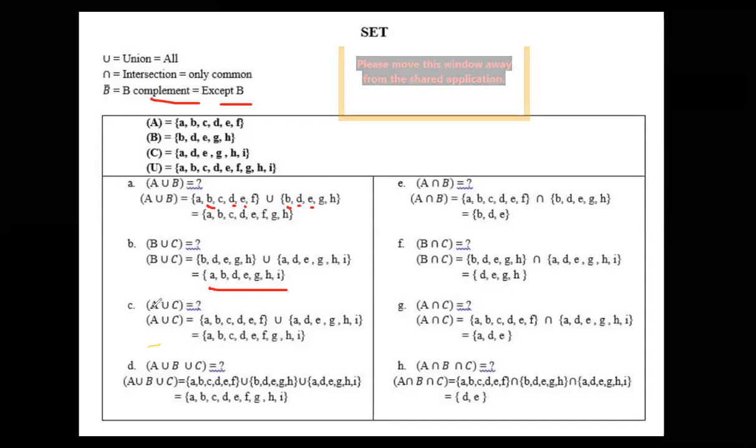So A union C. Please turn on your videos, all of you. Your face should be seen by me. What is meant by A? A means A, B, C, D, E, F. So write down union. What is the value of C? C means A, D, E, G, H, I. Okay. So please write down the answer of this one. Let me hide the answer. And please write down the answer of A union C.